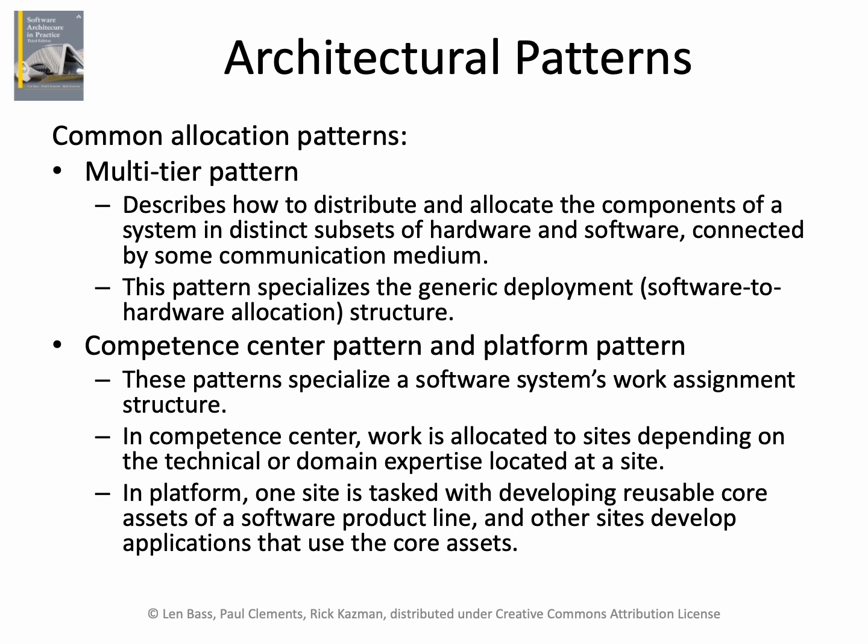Common allocation patterns are multi-tier pattern, competence center pattern, and platform pattern. The multi-tier pattern describes how to distribute and allocate the components of the system in distinct subsets of hardware and software connected by some communication medium. This pattern specializes the generic deployment software-to-hardware allocation structures, whereas the competence center pattern and platform pattern specialize the software system's work assignment structure.